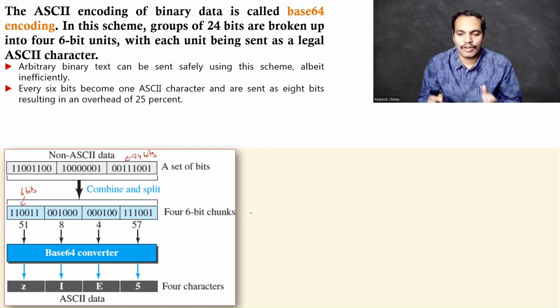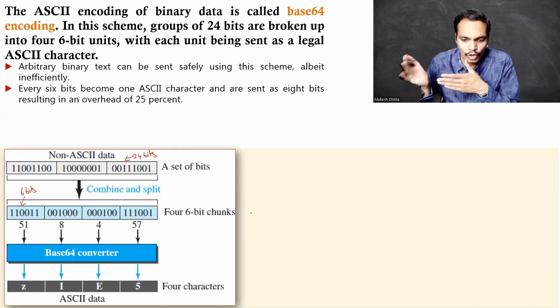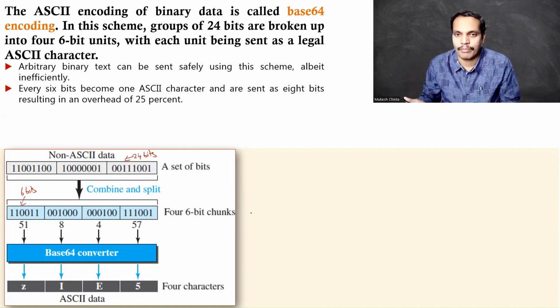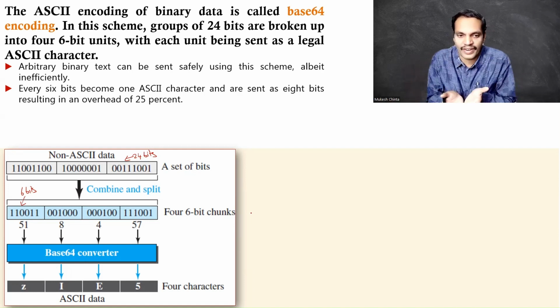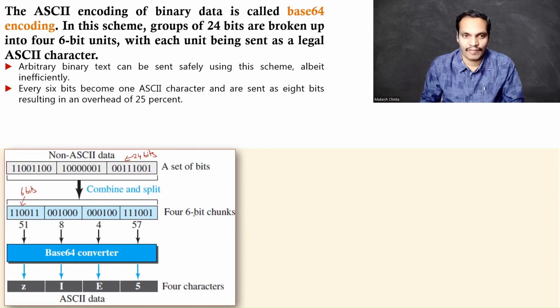The table starts with 0 for capital A, 1 for capital B, and so on. You have 26 alphabets for the uppercase letters, 26 for the lowercase letters, followed by the 10 digits, and then a plus symbol and a slash symbol. So we have a table for this base64 converter, and according to the table, these values are converted into characters and sent across the medium. At the receiver side, the same procedure is done in the reverse manner.